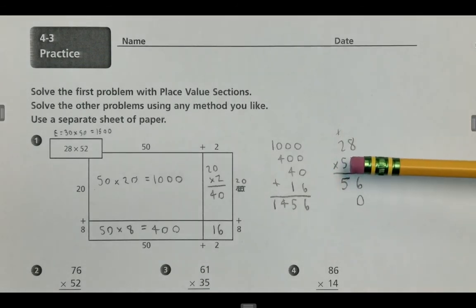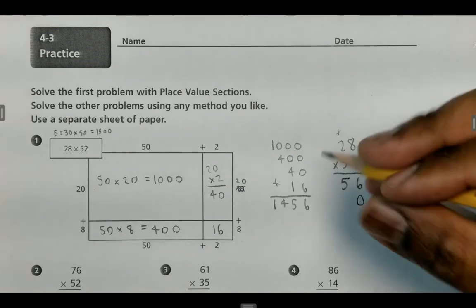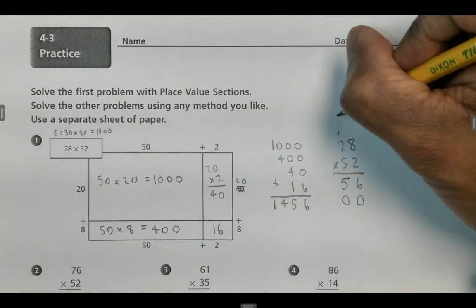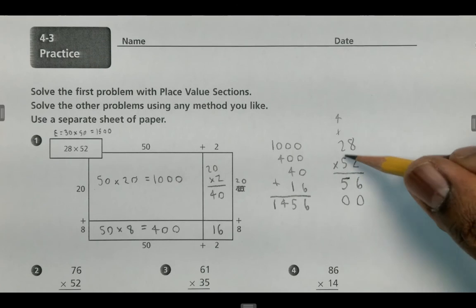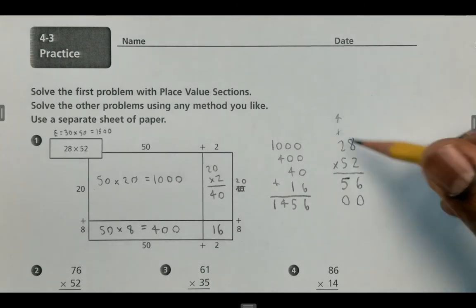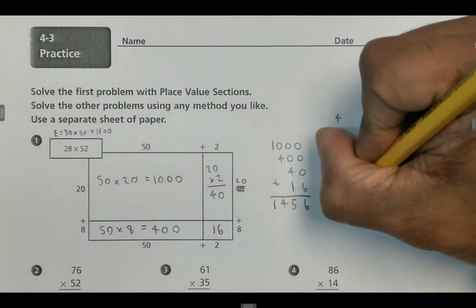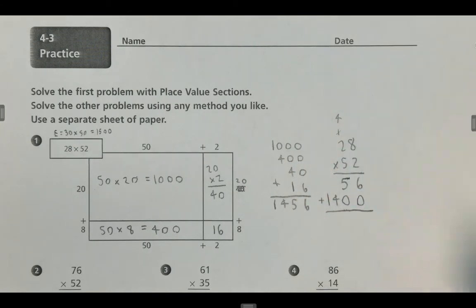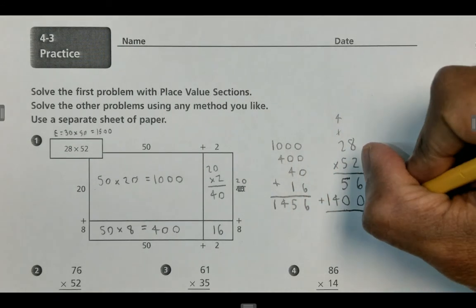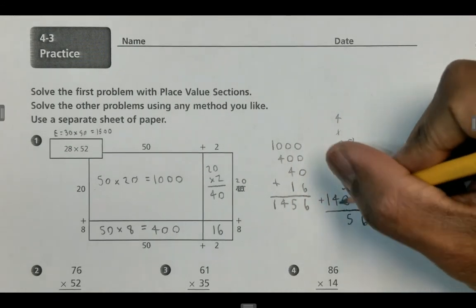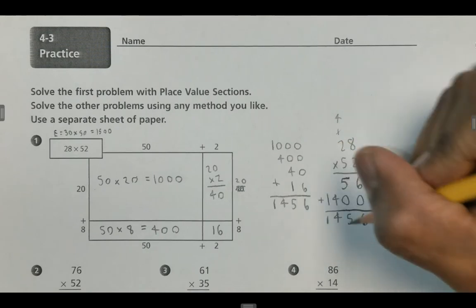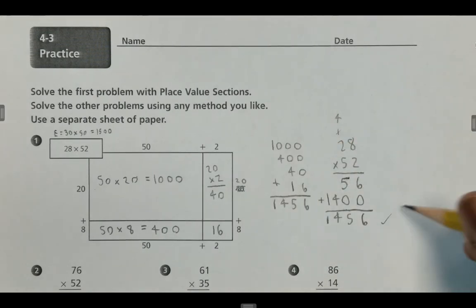Now, 5 times 8 is 40. 0 comes down, 4 gets carried. 5 times 2 is 10, plus the 4 is 14. And bring it on home. The ones column, the tens column, hundreds column, and thousands column, and our answer checks out.